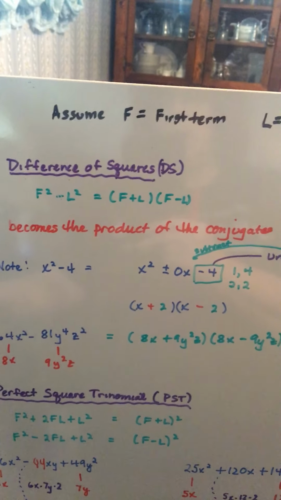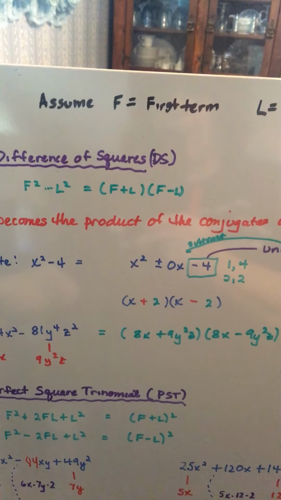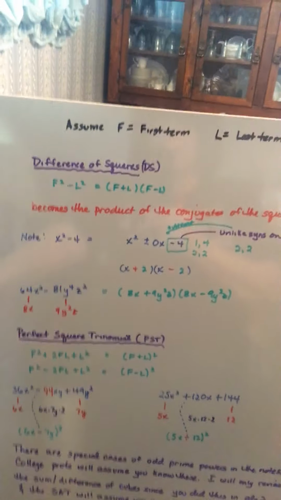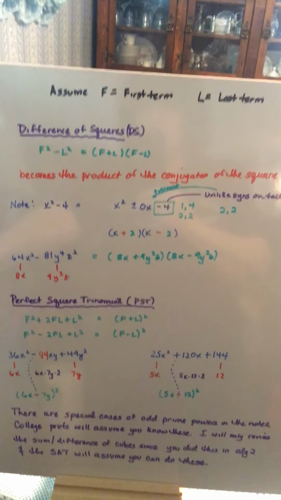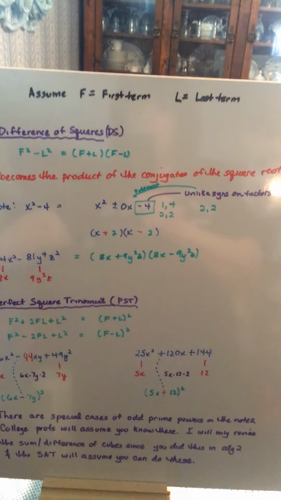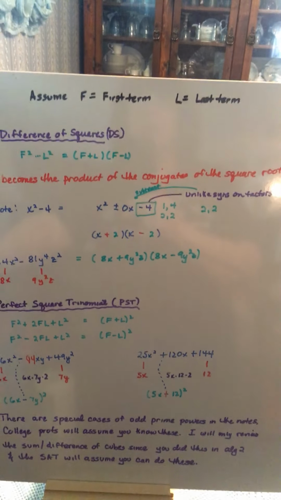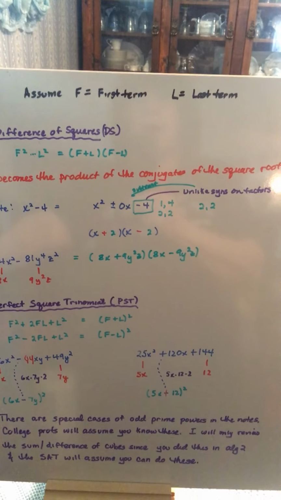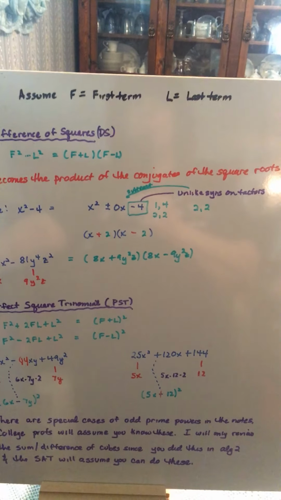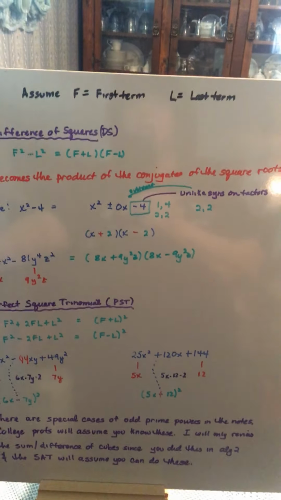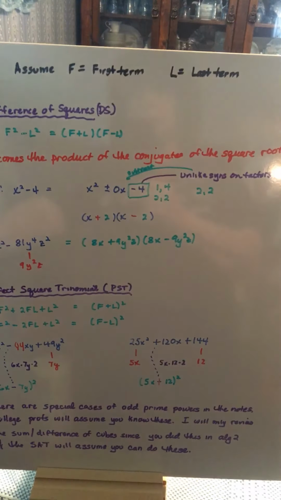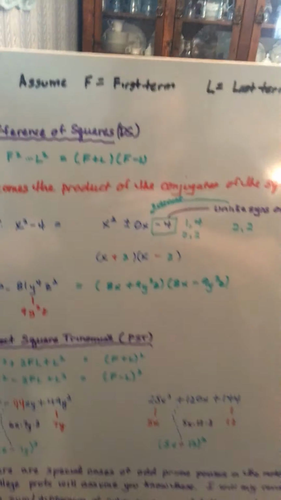What are the factors of a difference of squares called? They're called conjugates of the square roots. So how do you factor a difference of squares? It's the product of the conjugates of the square roots. What is a conjugate? Well, the conjugate of 2 plus 3 is 2 minus 3. The conjugate of x minus y is x plus y. The conjugate of whatchamacallit minus Hussentuffer is whatchamacallit plus Hussentuffer. That's all that a conjugate means.